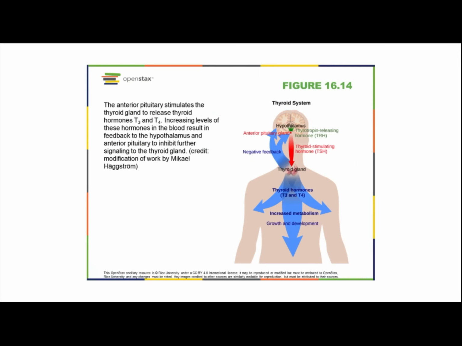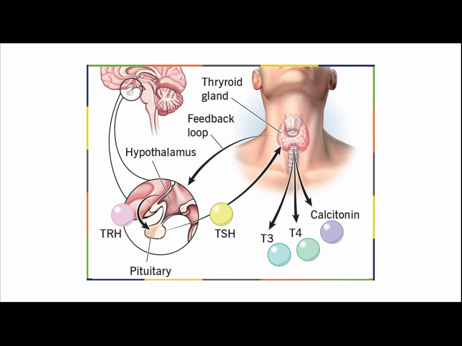Hormone production and release are often controlled by negative feedback. In this way, concentration of hormones in blood is maintained within a narrow range. Think about how this relates to our conversation on homeostasis. For example, the anterior pituitary signals the thyroid to release thyroid hormones. The increasing levels of these hormones in the blood then give feedback to the hypothalamus and anterior pituitary to inhibit further signaling to the thyroid gland.